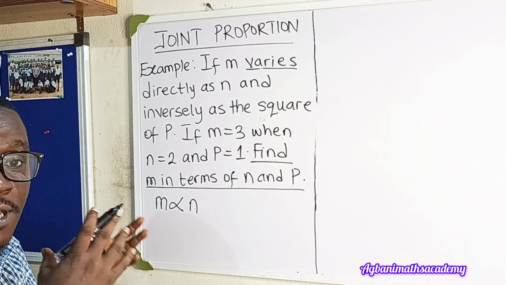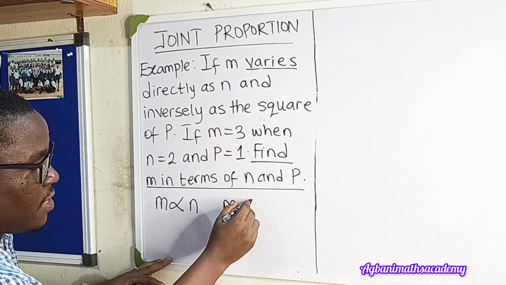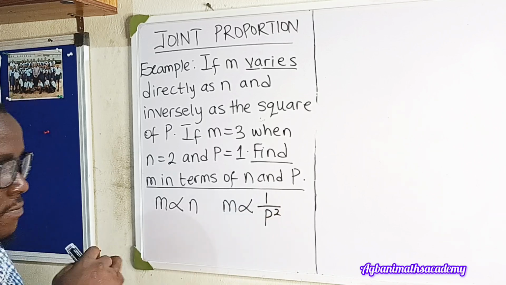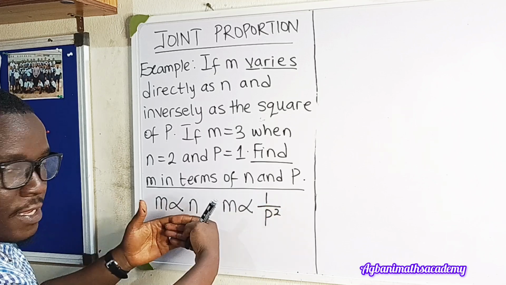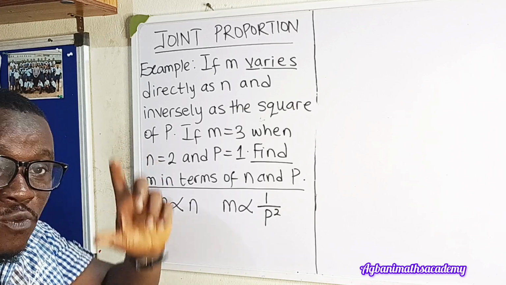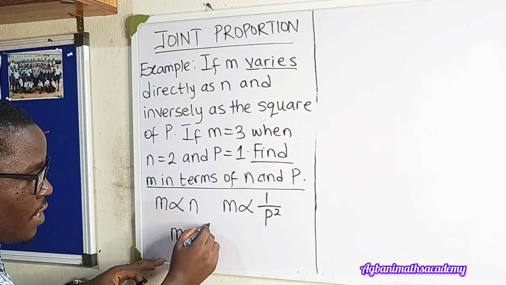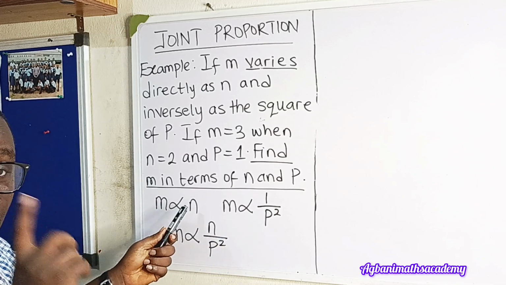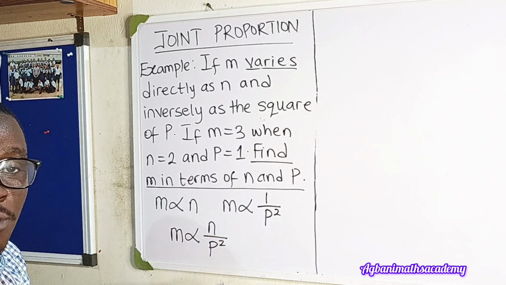Now, what's the relationship between M and P? Inversely, okay? So M is inversely proportional to the square of P, okay? Now we can bring these two together to get one equation. So we can say M is proportional to N all over P squared. Remember, N is a numerator, so N comes on top. P squared is a denominator, so P squared comes below.